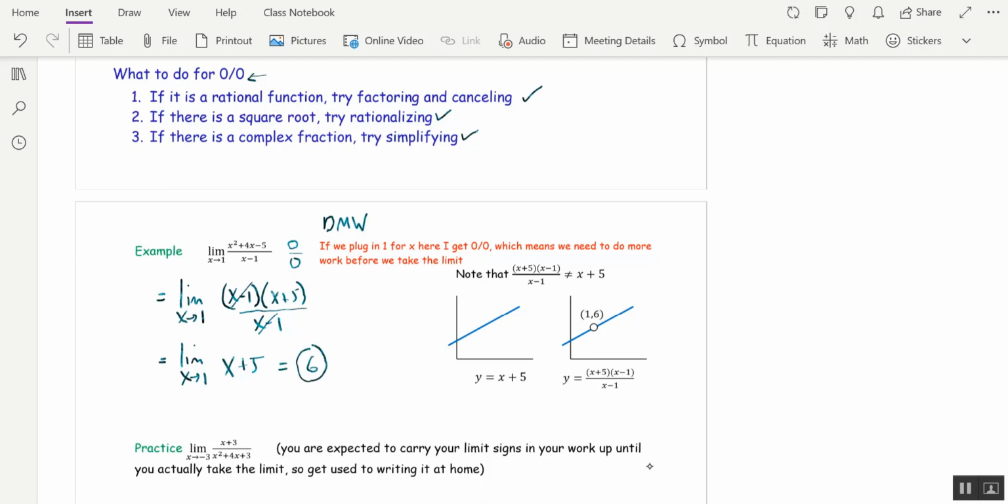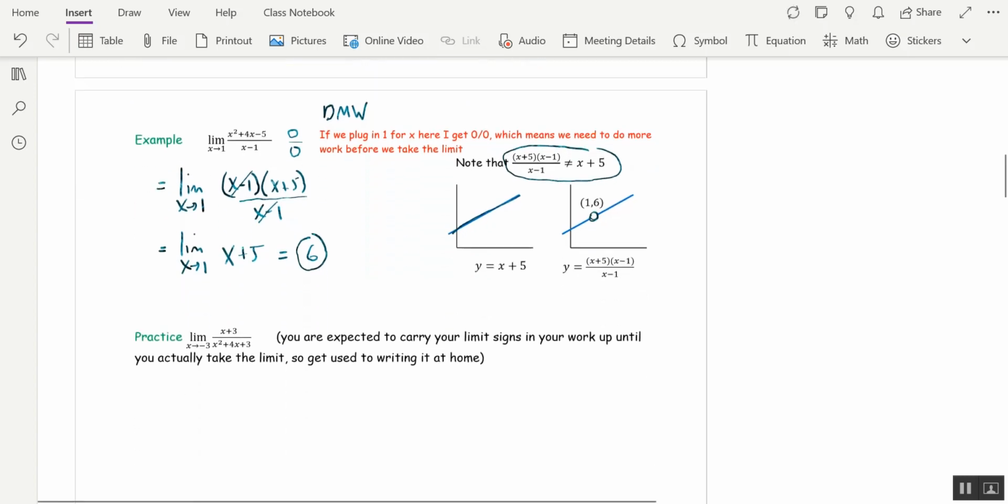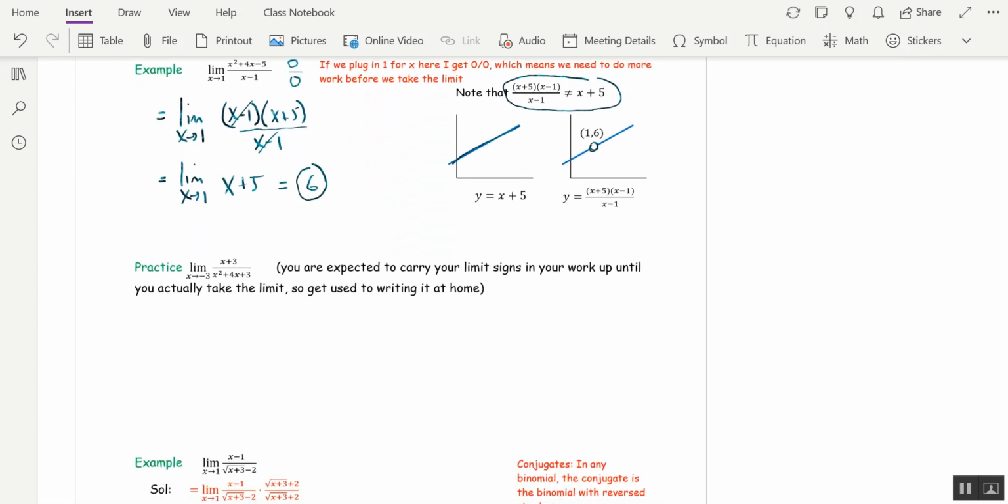Now, it's very important to carry along the limit until you take it, because I'm not saying that (x plus 5) times (x minus 1) over (x minus 1) is x plus 5. They're not, but their limits are equal. If you graph those two functions, one is a line, and one is the exact same line with a hole punched out at x equal 1. Okay, why don't you pause the video and practice this one?